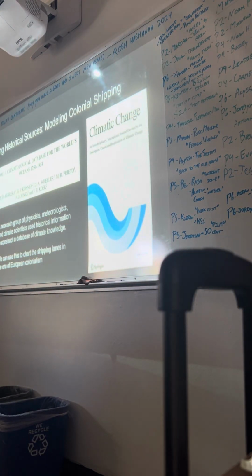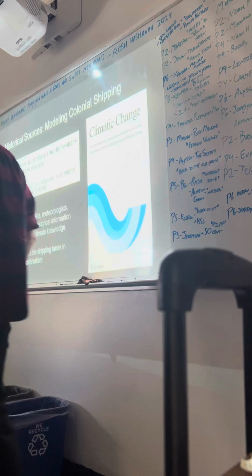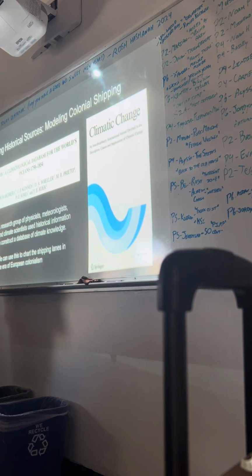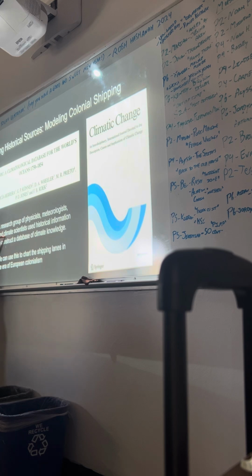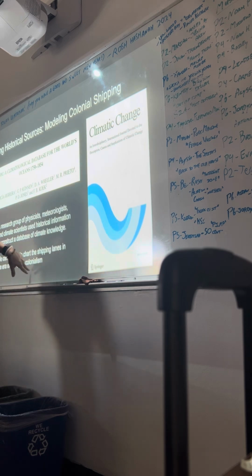So this is our secondary source. This is the thing that a group of historians put together, except interestingly, they're not historians. These are all climate scientists. Garcia Herrera, Conan, Wheeler, Prieto Jones, and Koch. So these are people who study the environment, but they did history. And it's a really neat meeting of the two fields. That's one of the reasons why I wanted to show you this. So we can use this to chart the shipping lanes in the era of European colonialism. Now, how on earth can we do that?